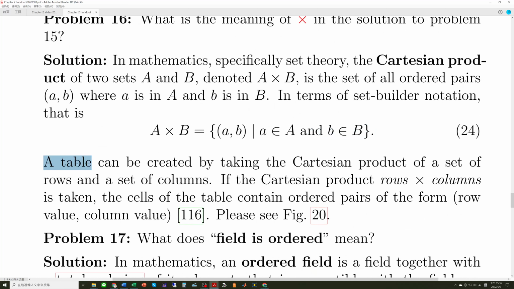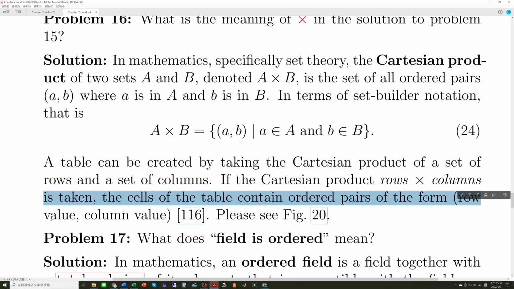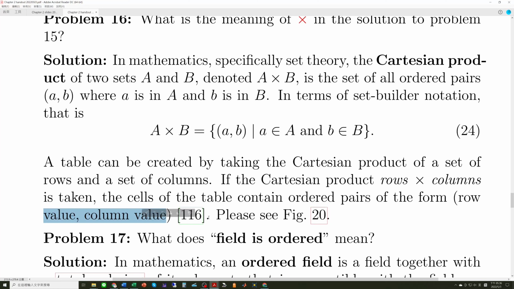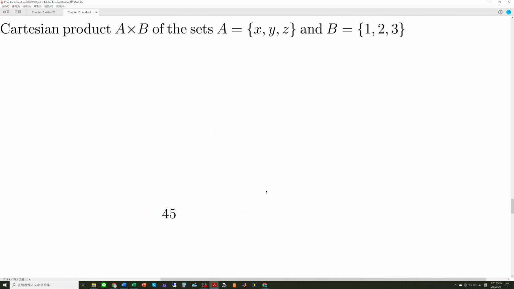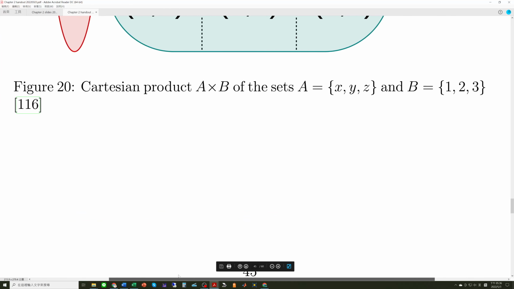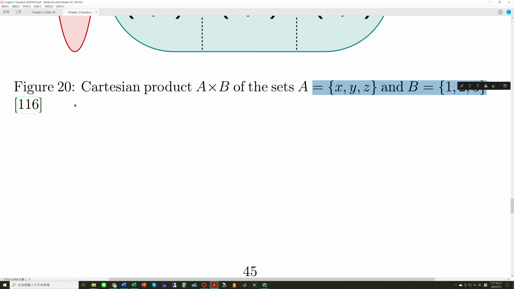Okay, a table can be created by taking the Cartesian product of a set of rows and a set of columns. If the Cartesian product rows times columns is taken, the cells of the table contain ordered pairs of the form row value and column value. Okay, please see figure 20. Okay, figure 20 shows the Cartesian product A times B of the sets A with elements x, y, z, and B with elements 1, 2, 3.